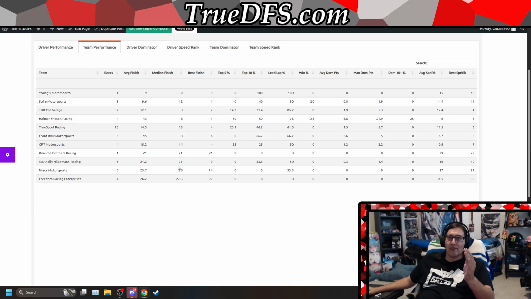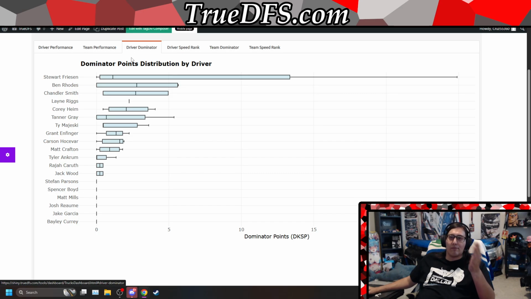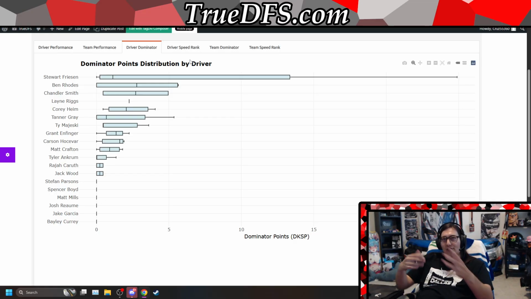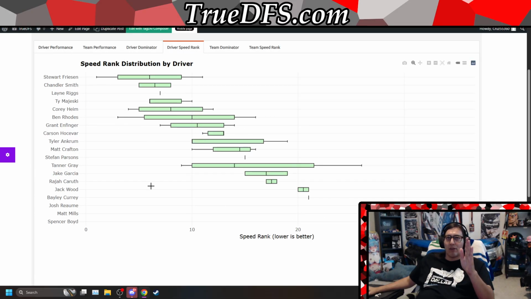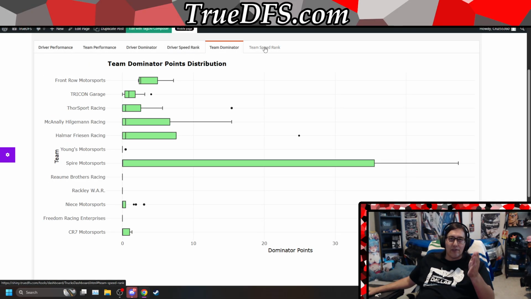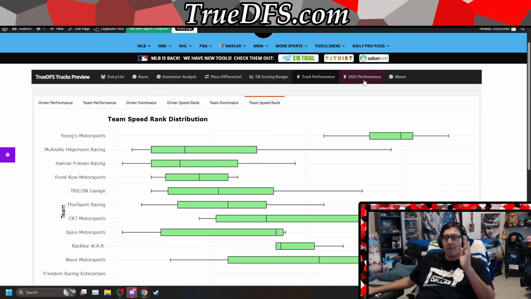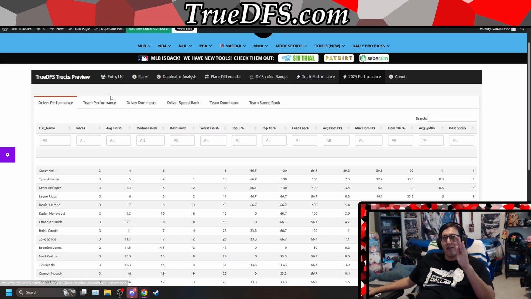We look at team performances and we're able to see where these teams perform. Obviously, driver. It's not self-explanatory if you just jump in, but you can read. I don't have to read everything to you. Driver speed rank gives you an idea of where everybody is at in these races. Obviously, where the teams are in terms of whether it's dominator points or team speed rank or whatever it is here. 2025 performance is Astukas' version of recent form, kind of how I have my own recent form. This is how Astukas looks at it.